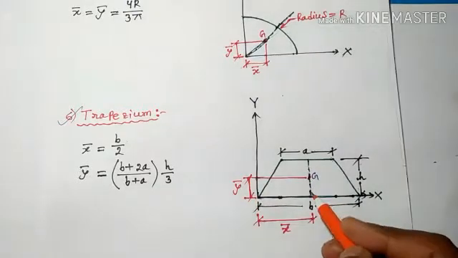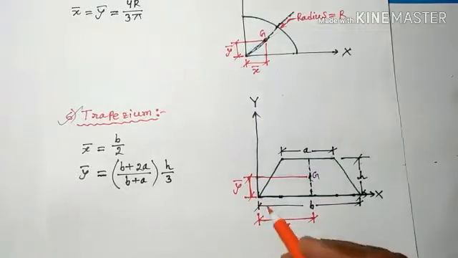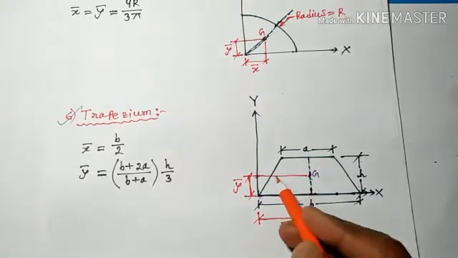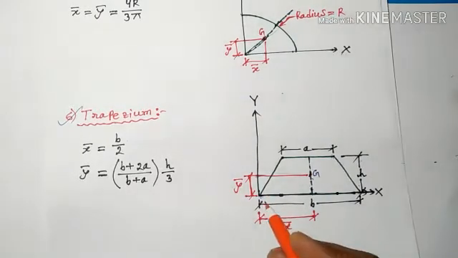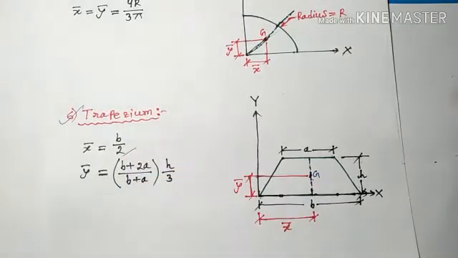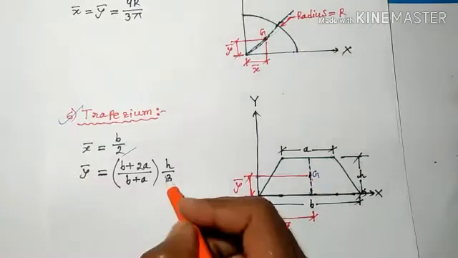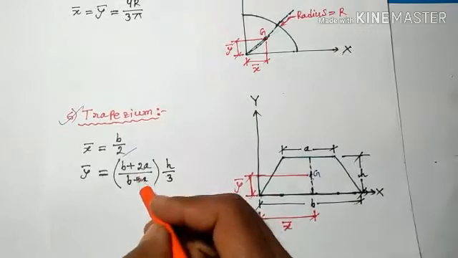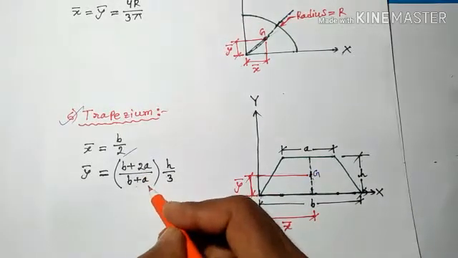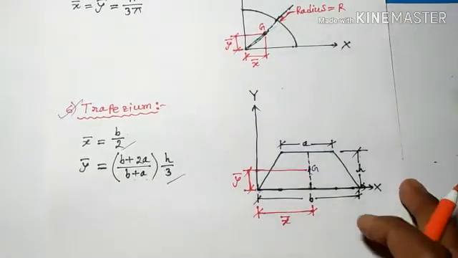Okay, so x bar will be half of b, and y bar will be (b plus 2a) by (b plus a) into h by 3. Okay, this is the formula for a trapezium.